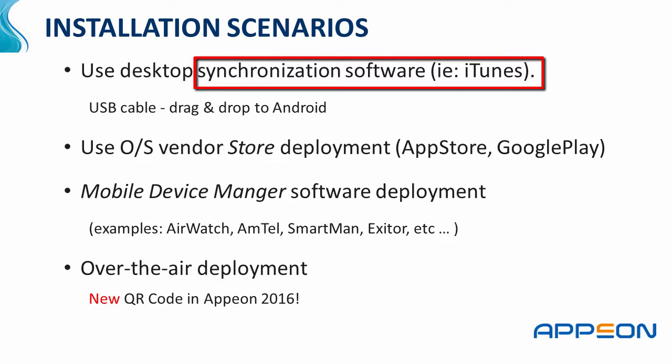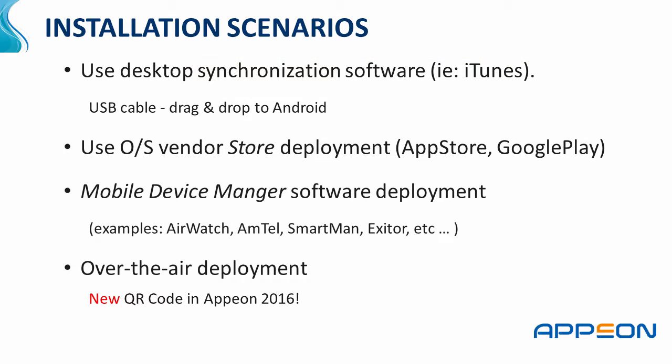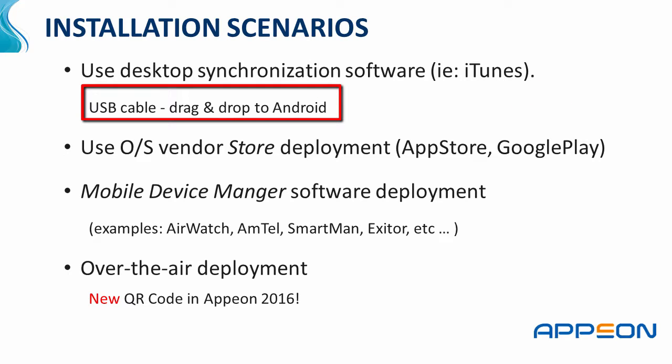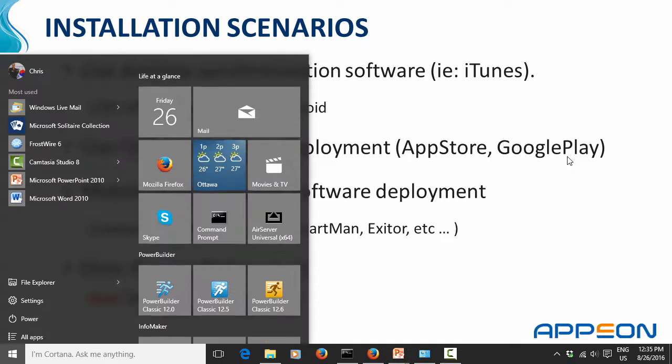So what are the installation scenarios? The first one, of course, is you can use some kind of synchronization software, such as iTunes. In that case, you'll point the iTunes software to the install package for AWS, and then you'll click on the synchronize button, and that will upload that particular install file to your device. If you're on an Android device, you can actually just use a USB cable, and you'll be able to drag and drop that to the device.